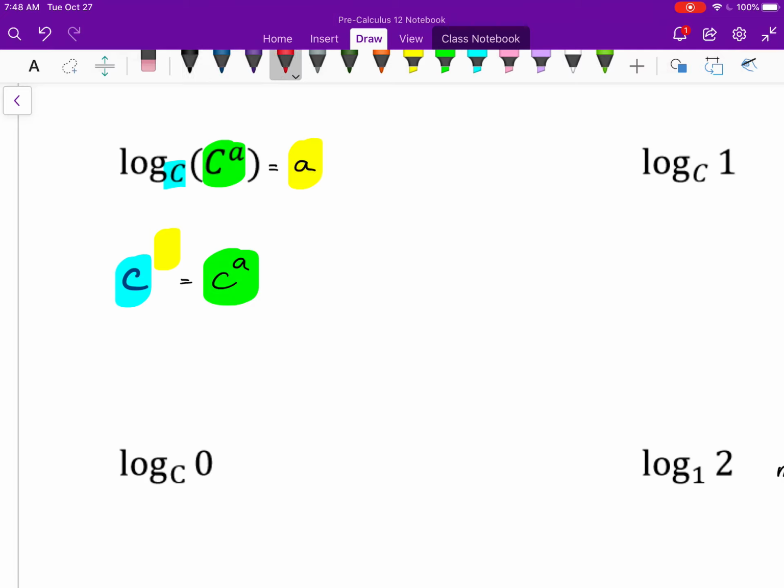Now, notice, this is not a coincidence. I have a logarithm of base c, and inside it, I have an exponential function of base c. Those are inverses of each other, right? By the definition of a logarithmic function, it is the inverse of an exponential function. And what happens when you put one function inside its inverse? They undo each other. They cancel each other out. And notice all you're left with is the a.